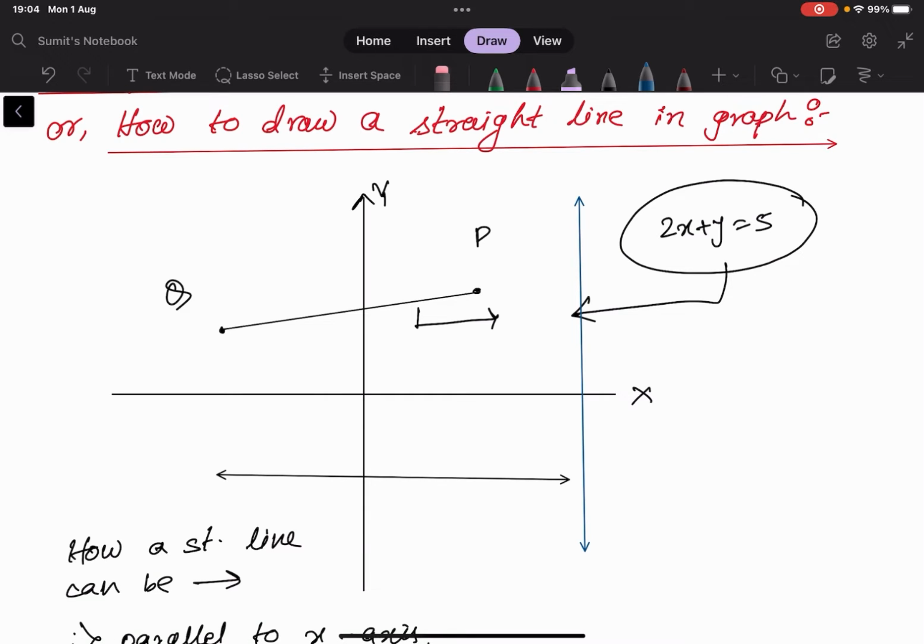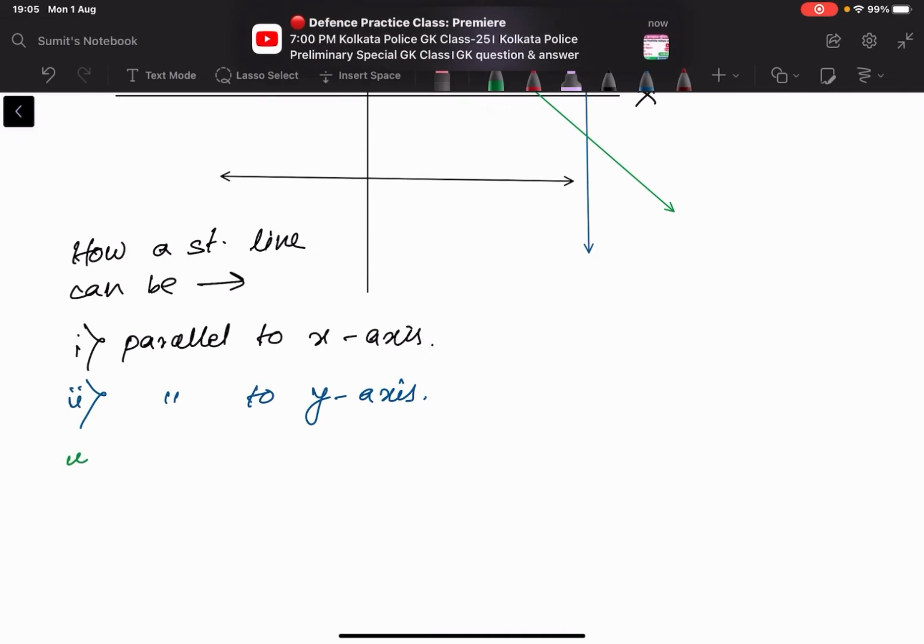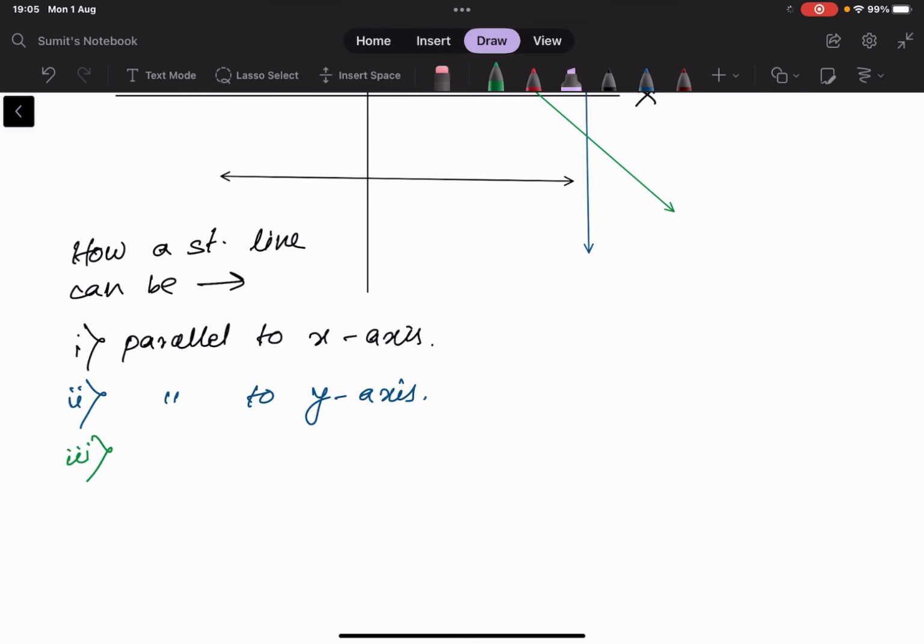And again the line PQ, we can extend it, extend Q from there, and it will intersect the x-axis at some point. At some point it will definitely intersect. So that means we can draw another line like this, which will cut both the axes. So number three, which will cut both the axes. So these three types of straight line we can see in the graph.